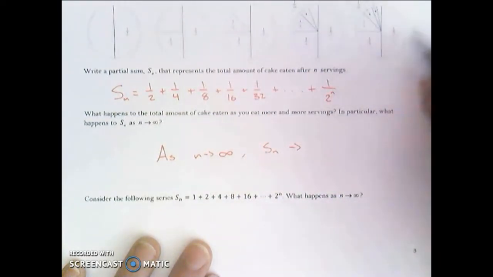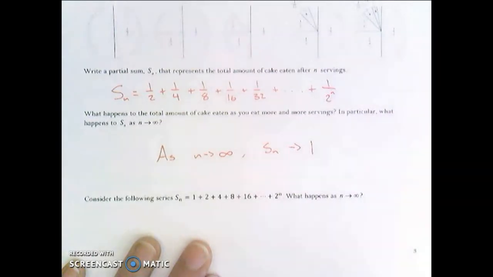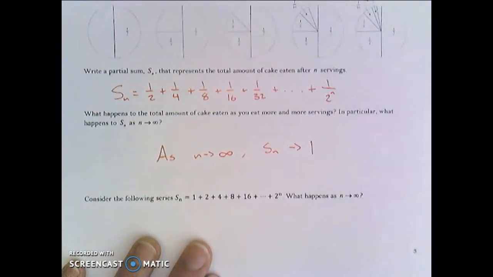We can't ever eat more than one whole cake. We get closer and closer to eating the whole cake, but there's still a tiny little sliver left over every single time. So as n gets really, really big, we increase the number of servings, we approach this value. We approach 1. As you eat more servings, you get closer to eating an entire cake.